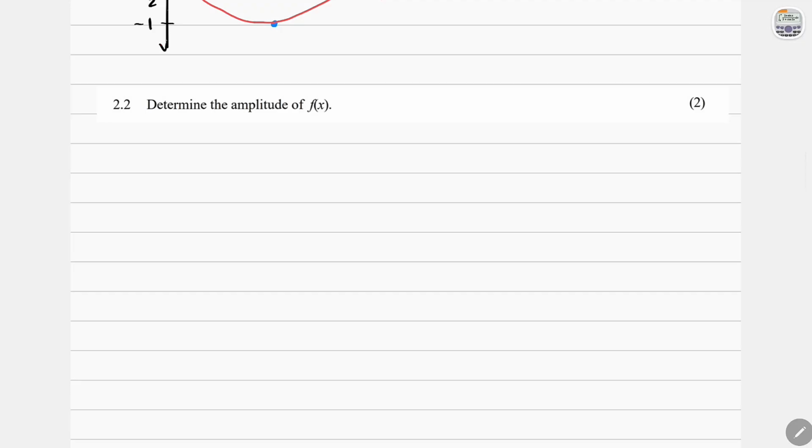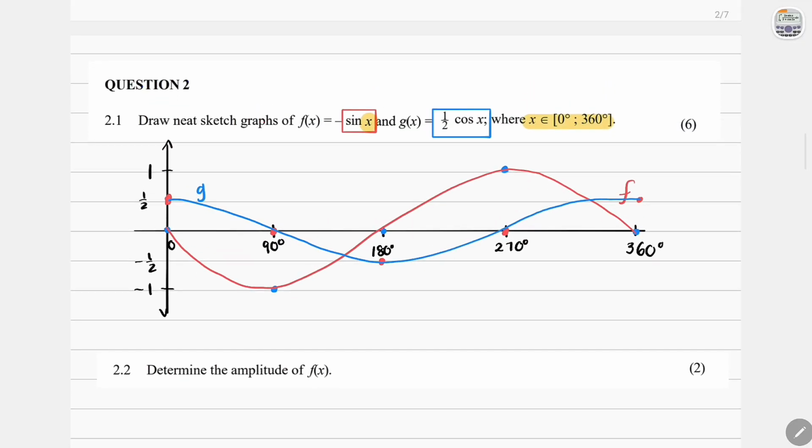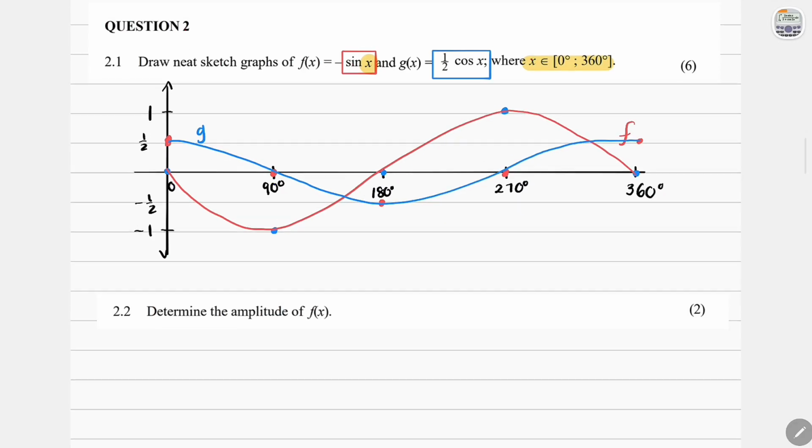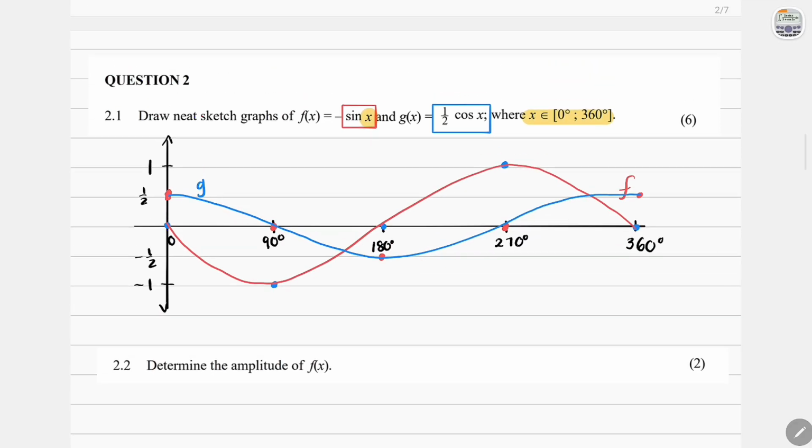The next question, 2.2, says, determine the amplitude of f. So the amplitude of a graph, you'll notice they will ask these questions with sine and cos graphs. The amplitude of a graph is the height of a graph from the middle. So looking at the graph of f, that is our sine graph. If you look for the middle, it's over here. But you don't even have to overthink it.